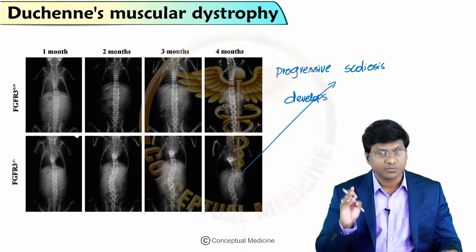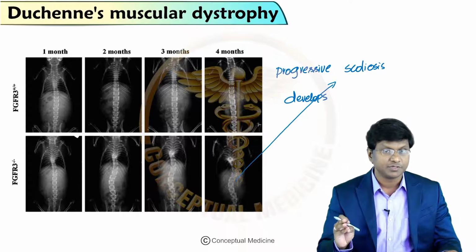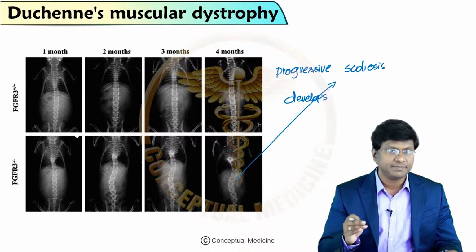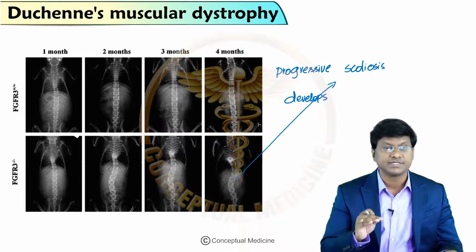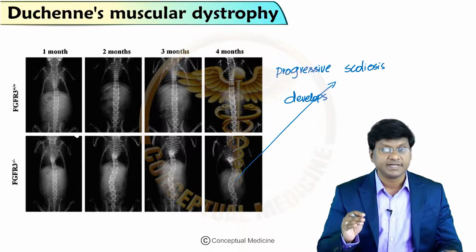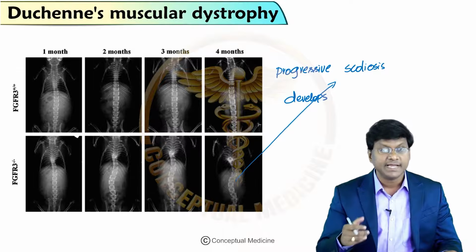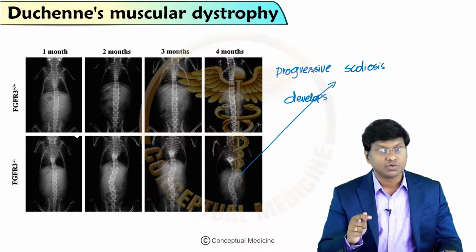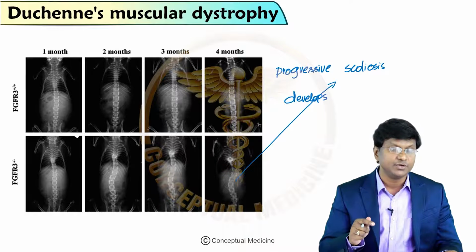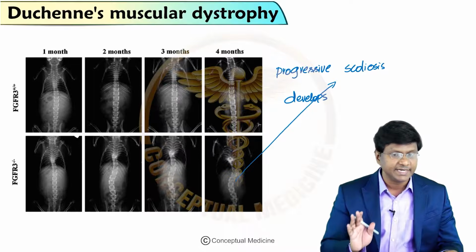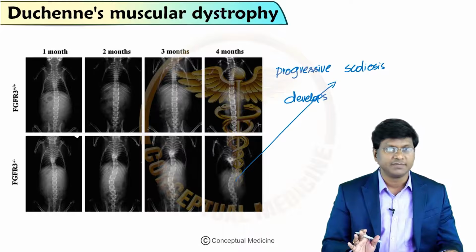So let me just repeat. One is that your Gower sign will be positive. There will be pseudohypertrophy of the calf muscle. Why is it called pseudohypertrophy? Because muscle is replaced by fat and connective tissue. There is progressive loss of muscle strength, proximal muscles and neck flexors are involved more, lower limb involvement is more severe than upper limb involvement, there are contractures of the heel cords and iliotibial band, and progressive scoliosis develops. So those are the clinical manifestations.